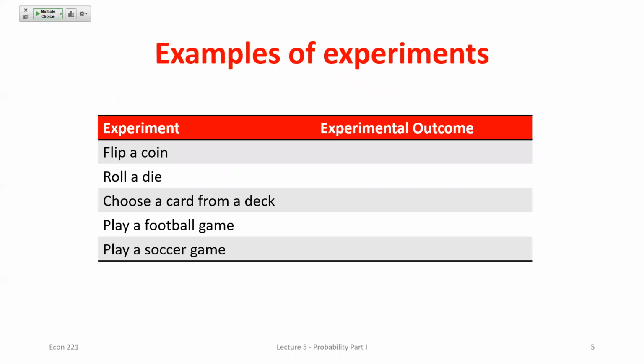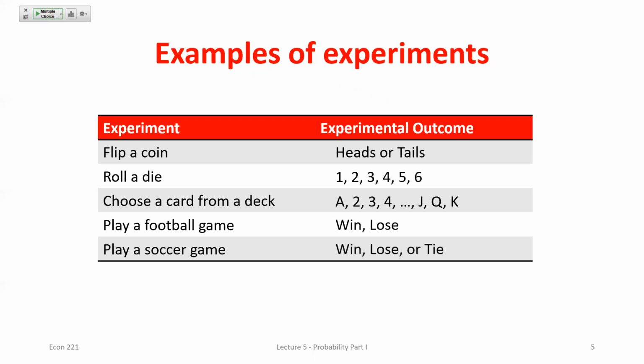Okay? So let's think of other examples. If I flip a coin, this is the easiest one. What are the only possible outcomes I could see? These ones are easy. I know ahead of time I can see heads or tails. If I roll a die, like a normal die, I see 1 through 6. Choose a card from the deck, ace to king. Playing a football game, we'll say postseason, win or loss. A soccer game, regular season, win, loss, tie. Anything can be an experiment.